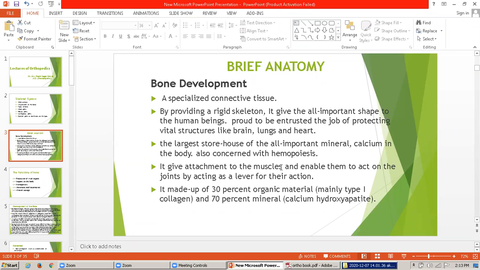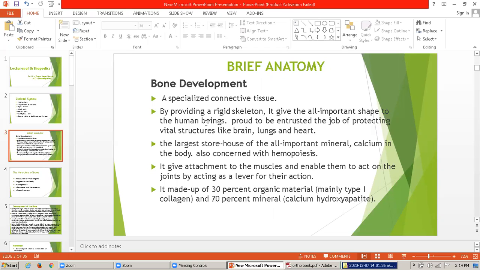It gives attachment to the muscles and enables them to act on the joint by acting as a lever for their action. So bone gives attachment to the muscles and to many other organs. And it is made up of 30% organic material, mainly type 1 collagen, and 70% mineral, that is calcium hydroxyapatite.